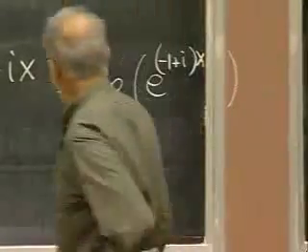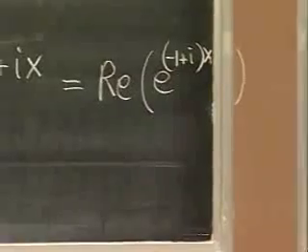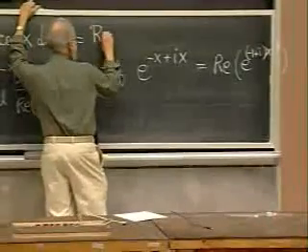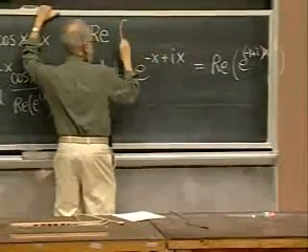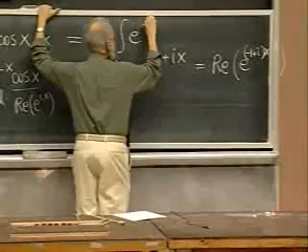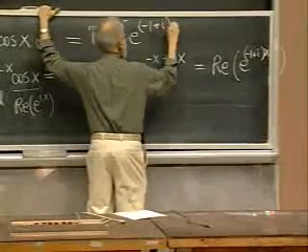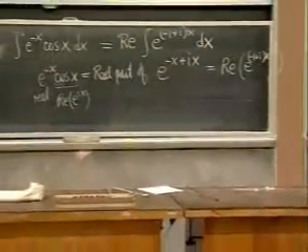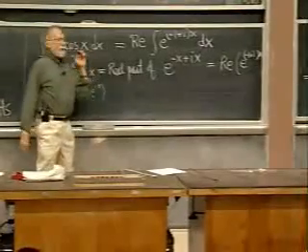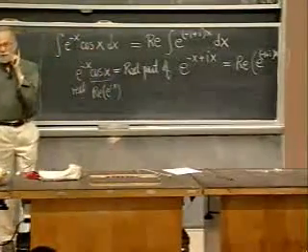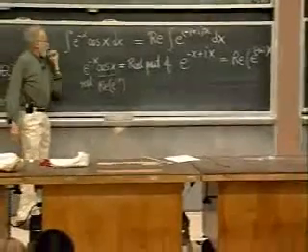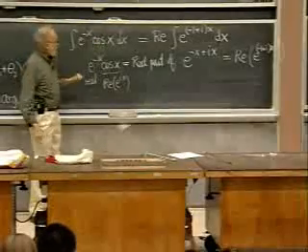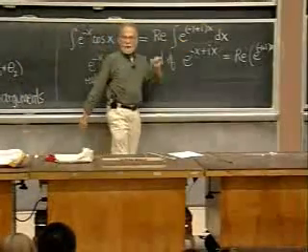And now the same thing is going to be true for the integral. This is going to be the real part of the integral of e to the minus 1 plus i times x dx. In other words, this procedure is called complexifying the integral. Instead of looking at the original real problem, I'm going to turn it into a complex problem by turning this thing into a complex exponential. This is the real part of that complex exponential.